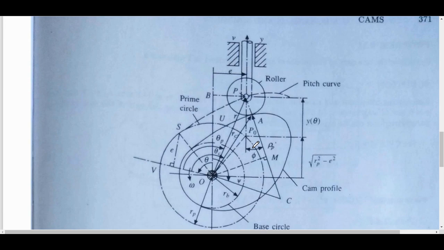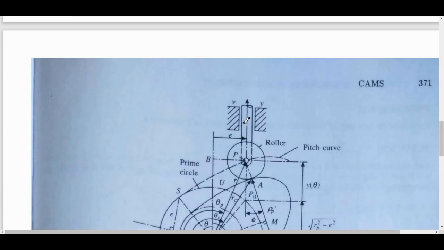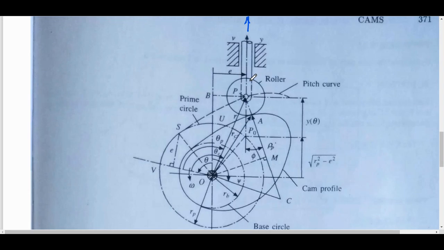Now here, this is the next one. This one is a little more complicated. This is the translating roller follower. So this is the translation. This is the roller. Over here also, there is an offset, and the offset is a part of the kinematics. The roller has a certain radius. Remember that this is the trace point.